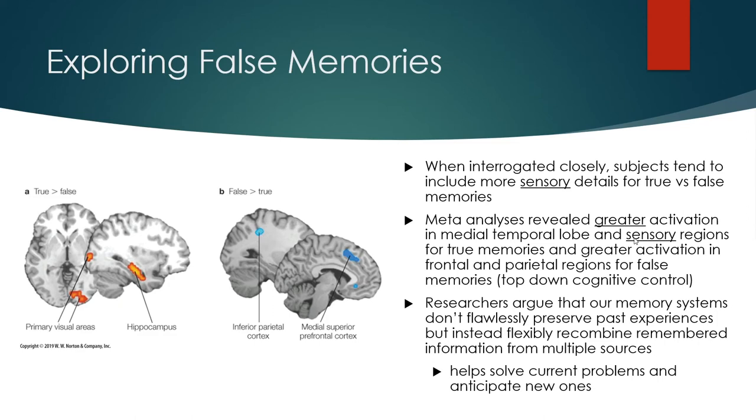And our brain just kind of takes those details and puts them together into a story. And we as humans, the cortical capacity that we have gives us the ability to really be flexible with a lot of these things. This flexibility, this ability to combine information, really helps us anticipate new things and solve current problems by taking what we've already learned and integrating it together to try to figure out how it applies to what we're experiencing now.